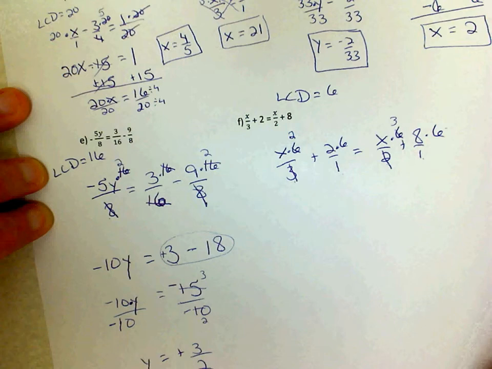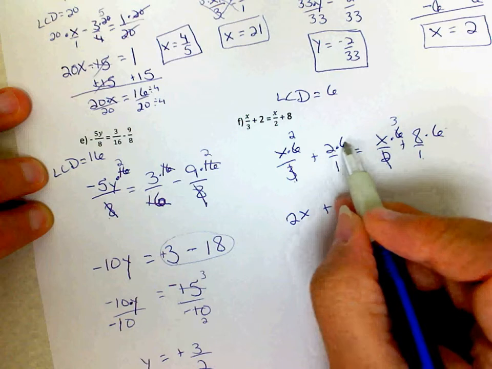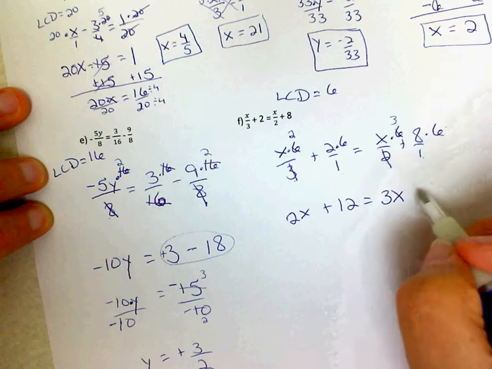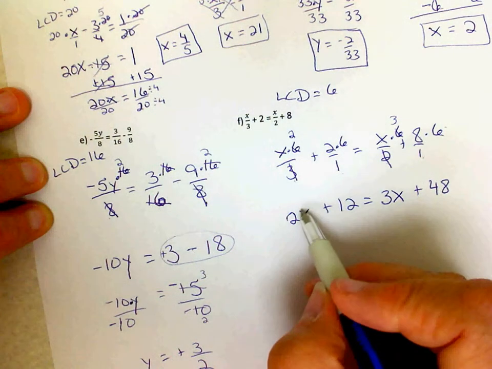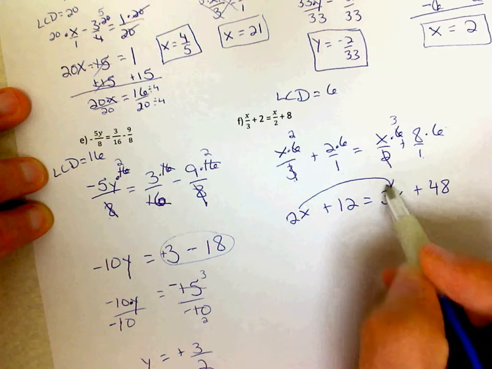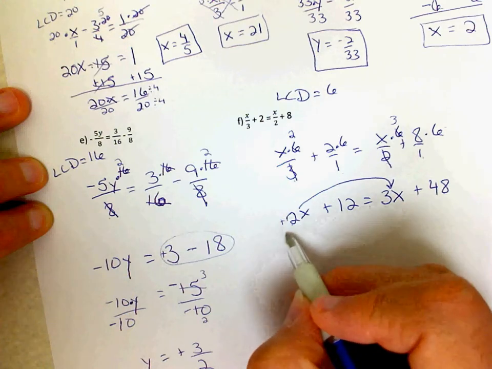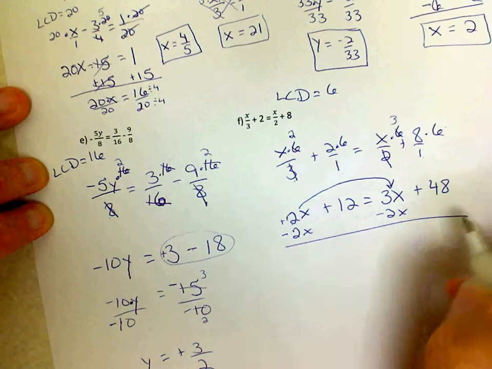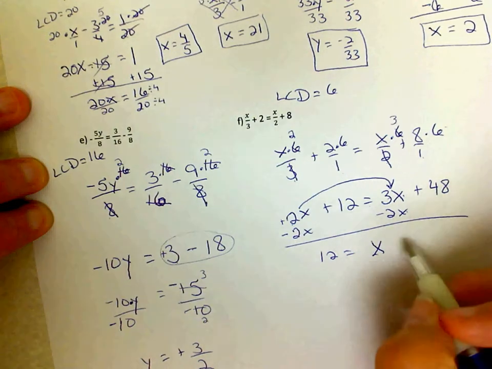So now x times 2 is 2x plus 12 equals 3x plus 48. Now, I can't simplify anymore. Small x to big X, because we have an x on both sides of equals. So it's positive here. When I take it to the other side, I have to subtract it. So 12 equals, and 3x's minus 2x's leaves 1x, or just x, plus 48.